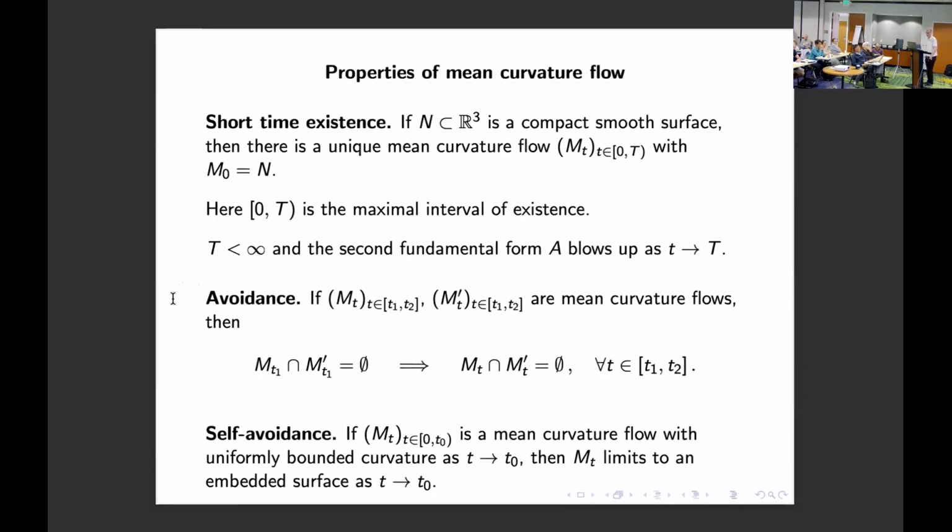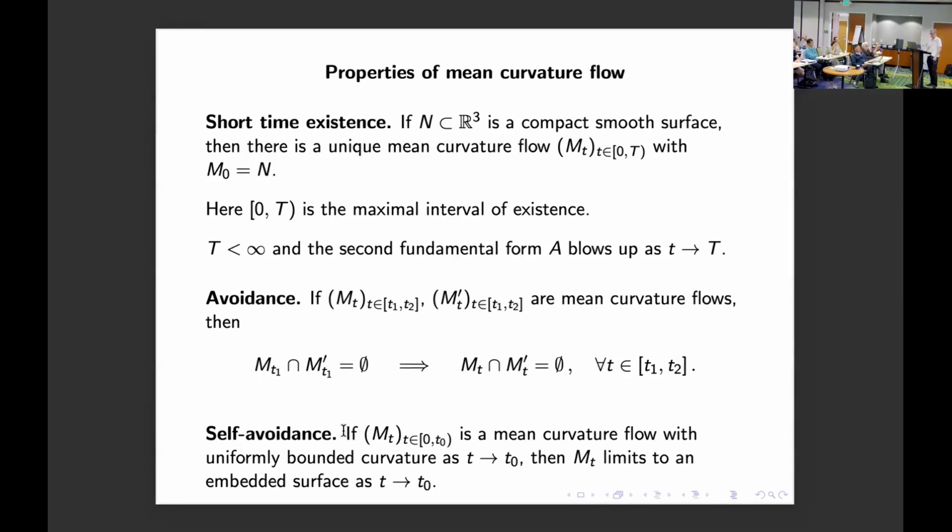An important property of mean curvature flow is avoidance. Let's say you have two mean curvature flows, M and M prime, say compact smooth evolving surfaces. If they're initially disjoint, so their intersection is empty at the initial time t1, then their intersection remains empty later. So if they're initially disjoint, they remain disjoint. This is an easy consequence of the maximum principle. And a variation on that is self-avoidance: you can't have two different mean curvature flows bumping into each other, and you also can't have a single mean curvature flow bumping into itself.